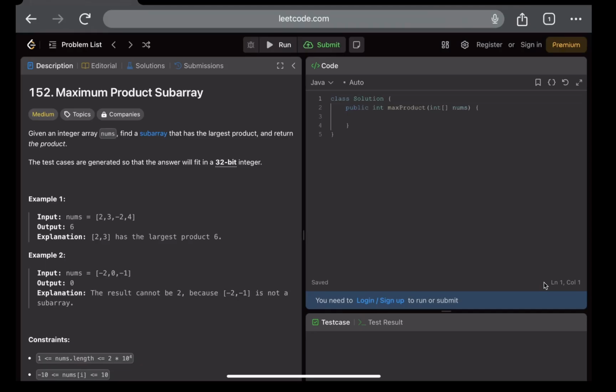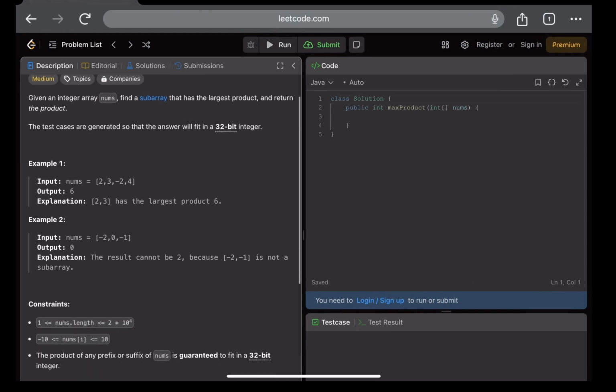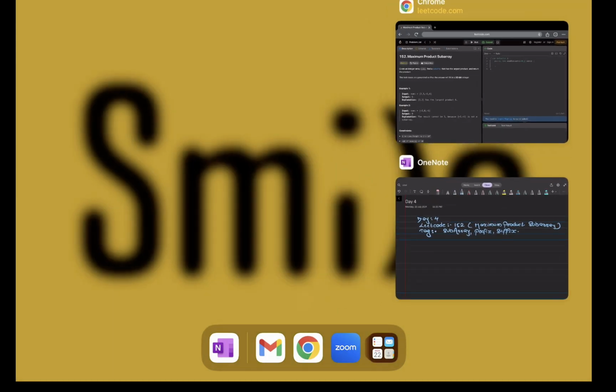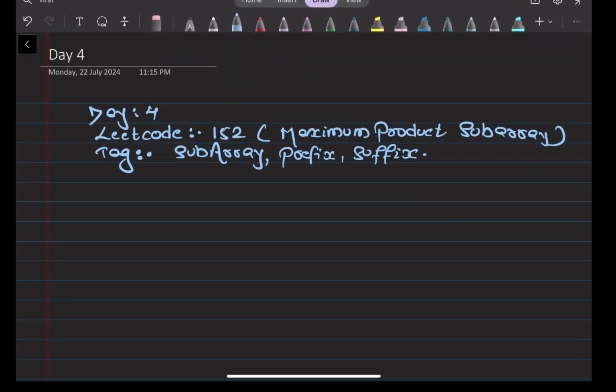Hello everyone. Today we are going to see the editorial of Leetcode question number 152, where we have to just find the maximum product subarray. So the question is very simple here. Let's see the editorial of this question.